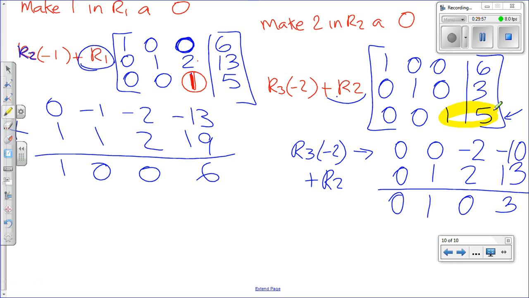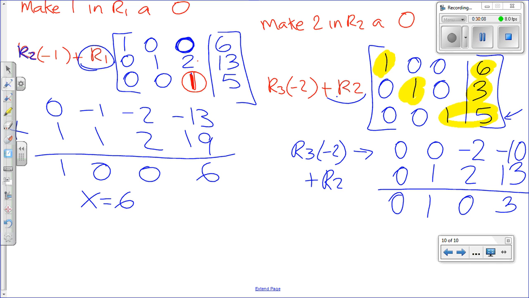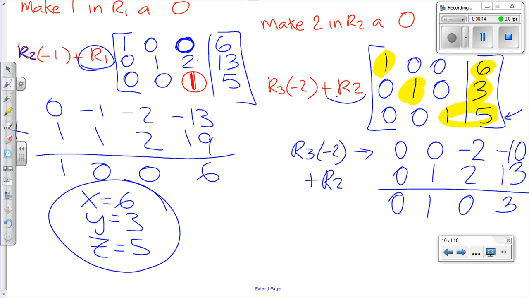So we have that 1z is equal to 5, 1y is equal to 3, and 1x is equal to 6. So x is 6, y is 3, and z is 5, which is the same thing we got from the previous method, right? Yeah, you guys remember? Okay.